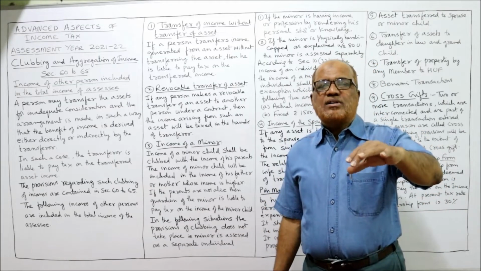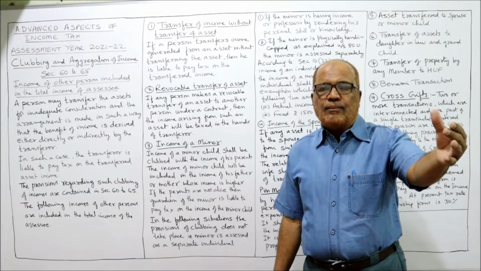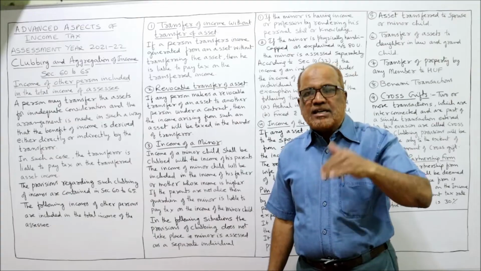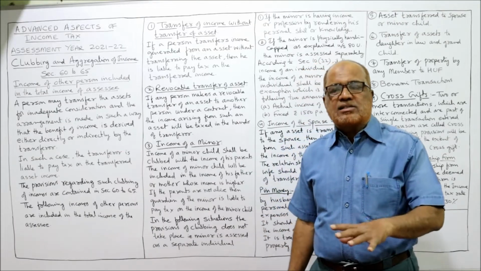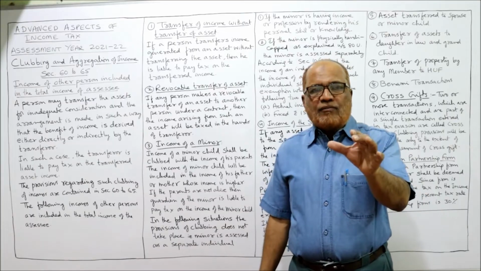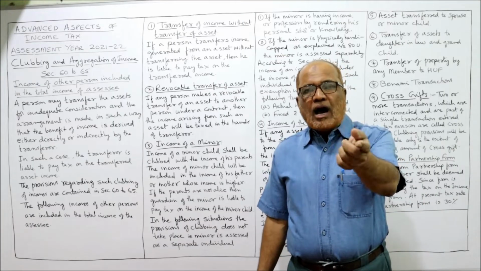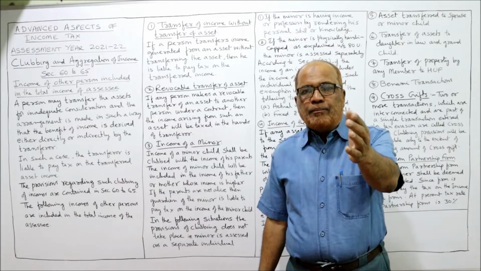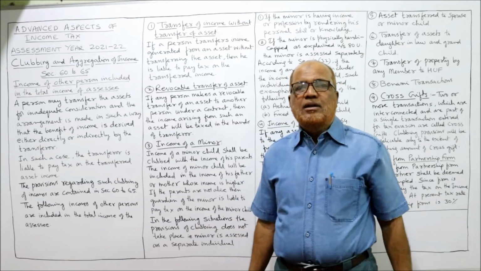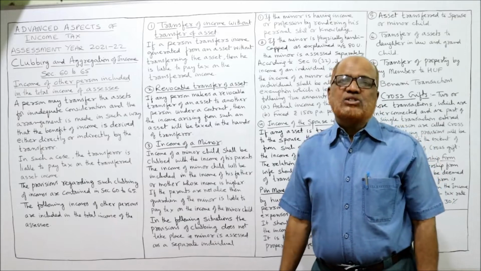X has transferred some asset to Mr. Y on the condition that this asset will be reverted back, that means taken back by Mr. X after a certain period of time. So till that period of time, Y is the owner. After that specified period of time, again the asset will be reverted back to the transferor X. It is called revocable transfer.